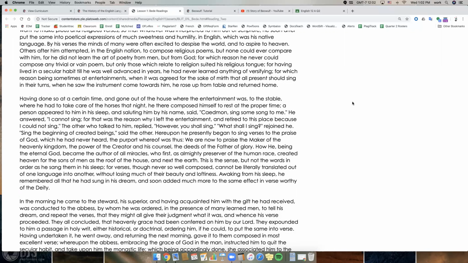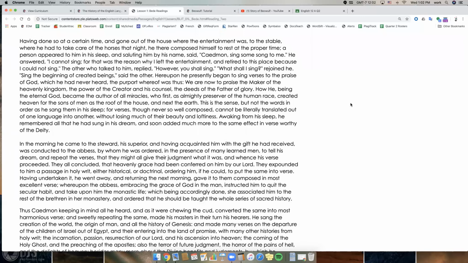Others after him attempted in the English nation to compose religious poems, but none could ever compare with him, for he did not learn the art of poetry from men, but from God, for which reason he never could compose any trivial or vain poem, but only those which relate to religion suited his religious tongue. Okay, we don't need to read the rest of it. This is just a continuing description.